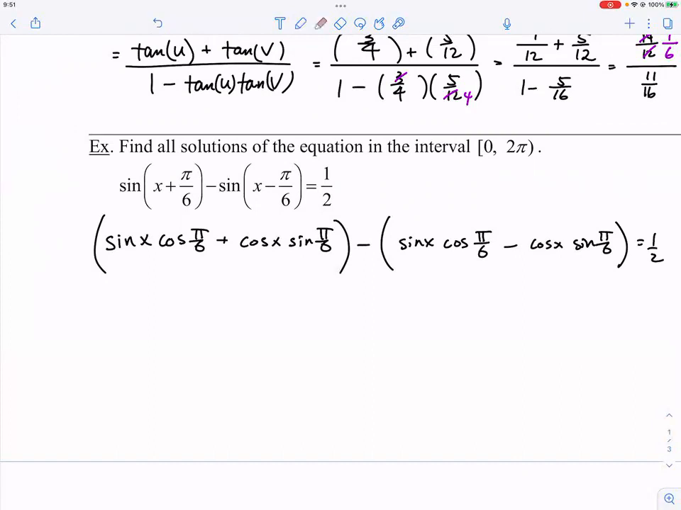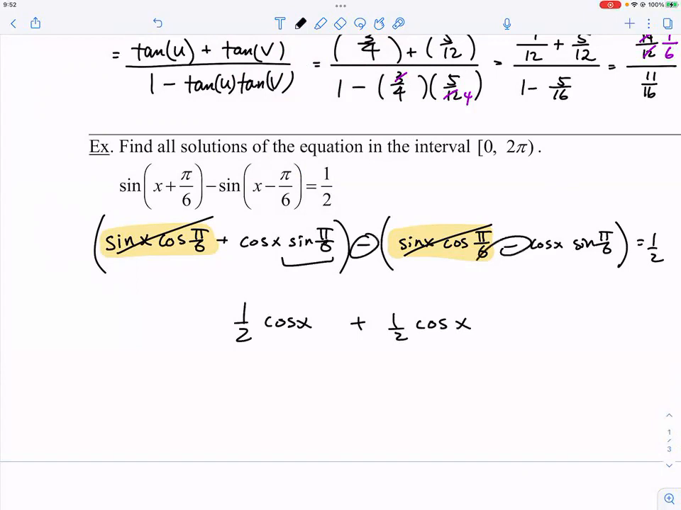Now what you will see is that this expression and this expression are identical and they're subtracting. Well, there you go. And then what is sine of pi over 6? Sine of pi over 6 is 1/2. So you have 1/2 cosine x plus 1/2 cosine x, because you have negative and negative, you have positive.